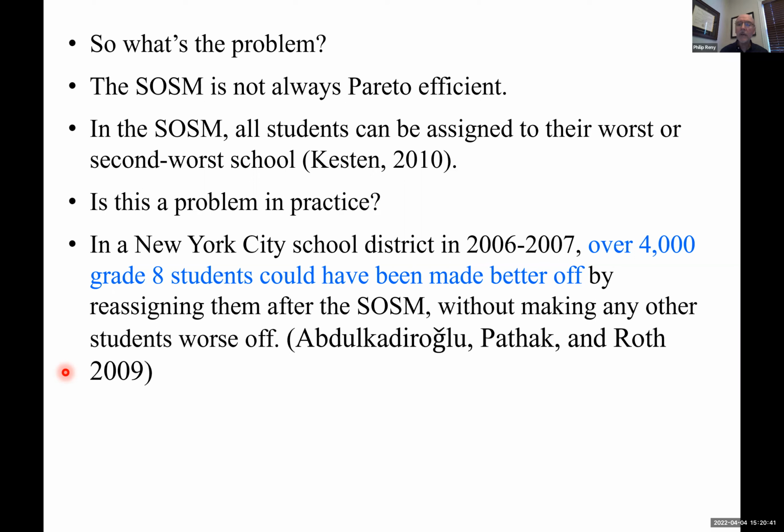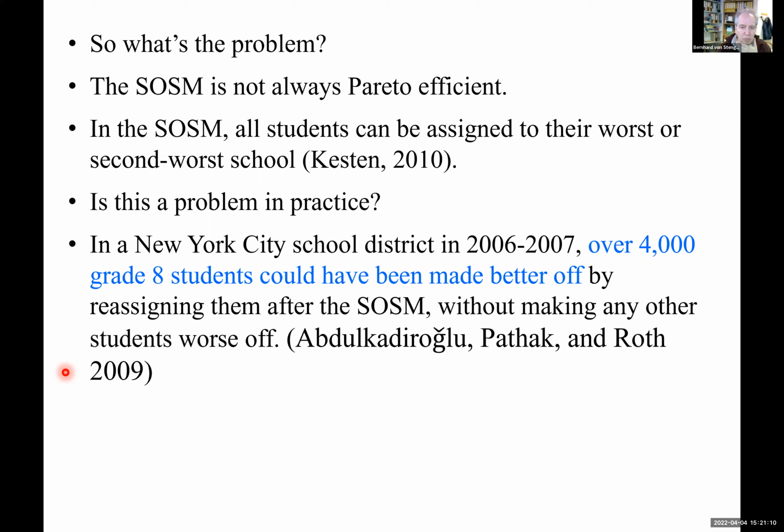There were about 90,000 roughly grade 8 students in New York City that year who were graduating into high school. Question. Bernard? Yeah, doesn't this contradict that this is student optimal? I thought there's a partial ordering and this is the maximum among, without making any other students worse off. Doesn't that contradict that there's a better one? Very good, thank you. No, because it's just telling us that the student optimal stable match is not Pareto efficient.